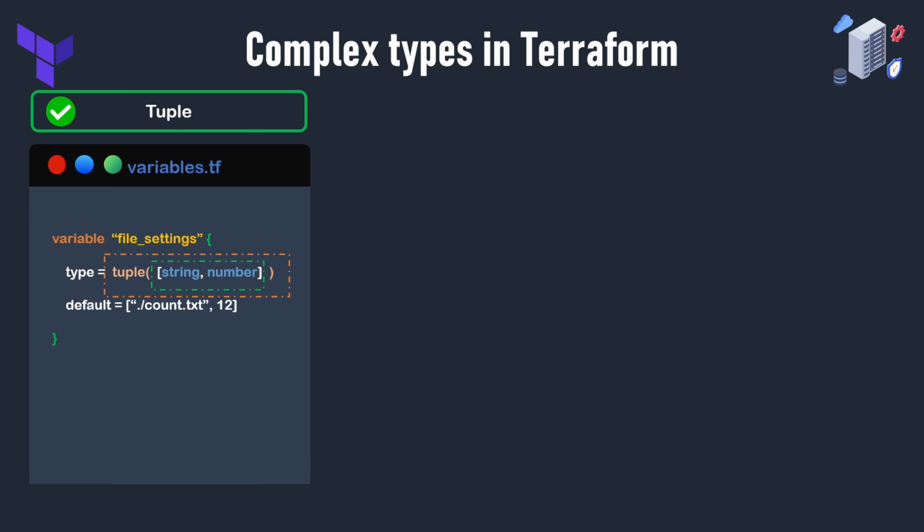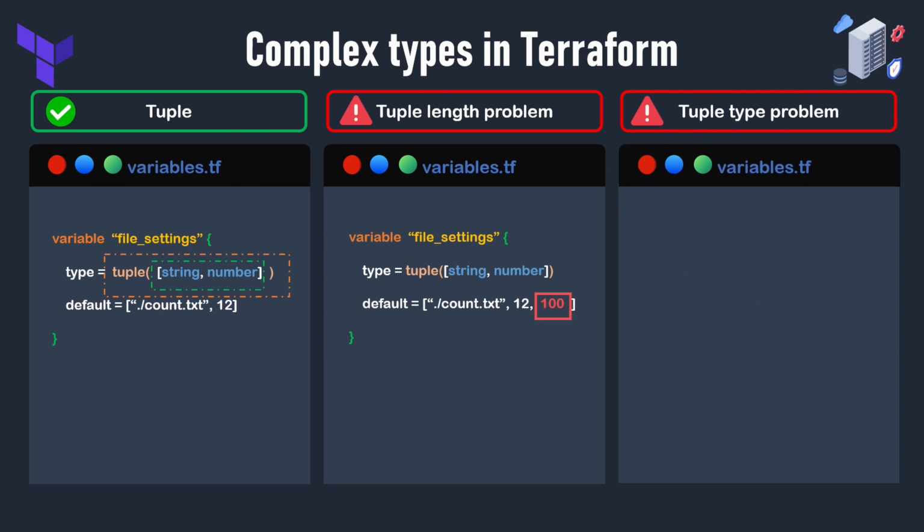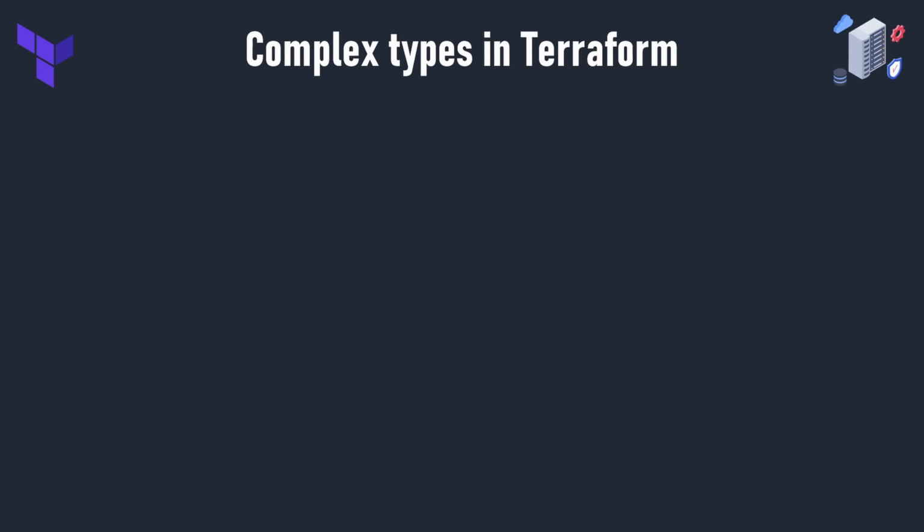For the tuple that we have declared in the variables.tf file, it will accept only 2 elements. If you set it to more or fewer elements than what we have mentioned between the square brackets, you will get an error. And in addition to that, the value in each position in the tuple must match the specified type for that position. For example, if we set the second element here to 3, which is a string, we will get an error because we have mentioned when we have declared the tuple that the second element must be of type number.